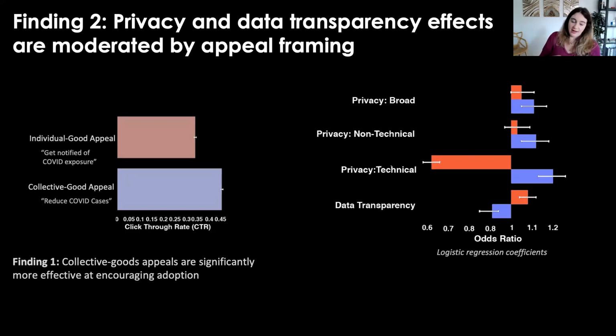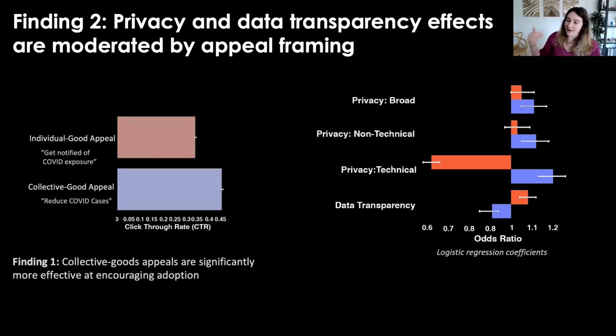On the other hand, when people were shown the individual good appeal, showing them a privacy statement either had no effect in the case of the broad and non-technical statements, or had a negative effect in the case of the technical statement. And our hypothesis here is around this privacy calculus. A lot of literature says people are doing privacy calculus in their mind, weighing the costs and the benefits. They're saying, okay, here's the individual benefit, here is the cost to me from privacy.